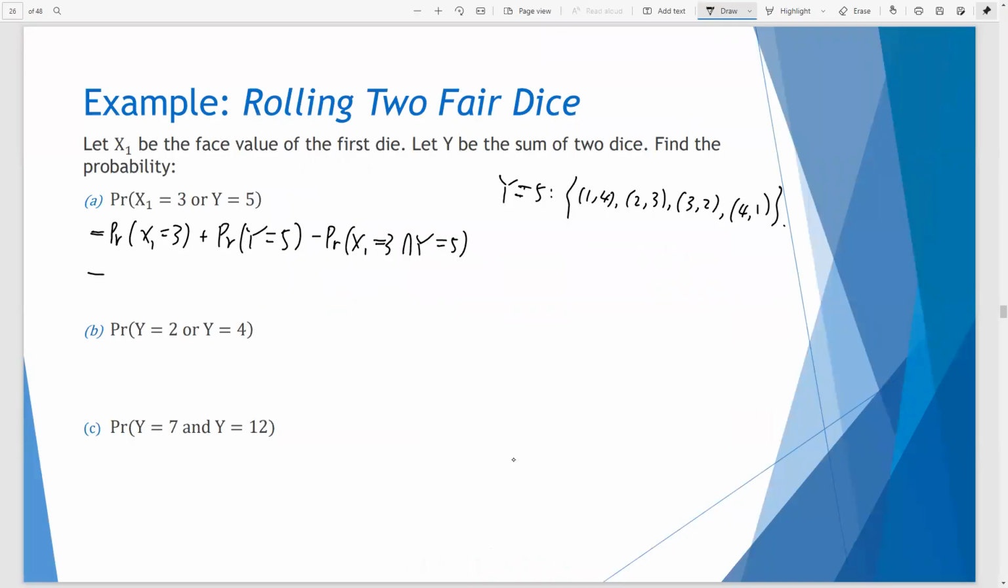So that's 6 outcomes in 36 total. For the sum to be 5, we have 4 possible outcomes out of 36 total. And what about the first die being 3 and the sum being 5? Actually, we have that one case. So that's 4 plus 6 minus 1, that's 9 out of 36. And 9 over 36 is a quarter, that's 0.25.